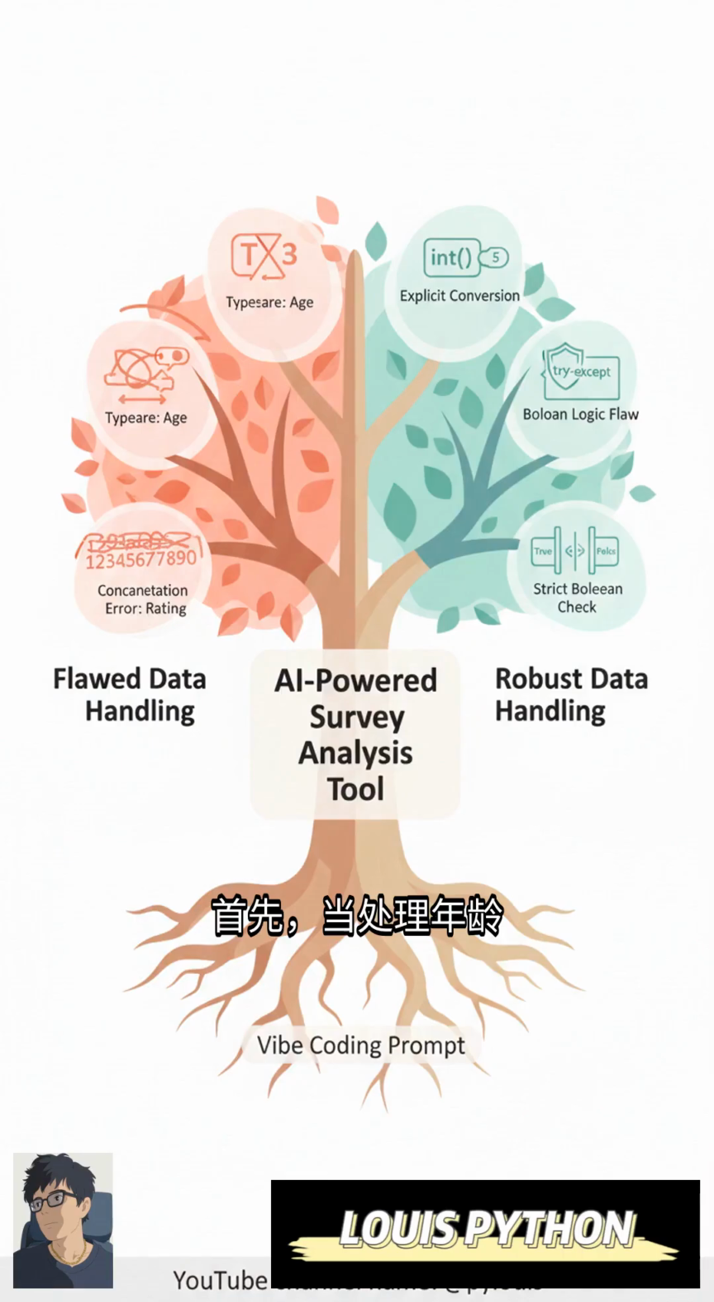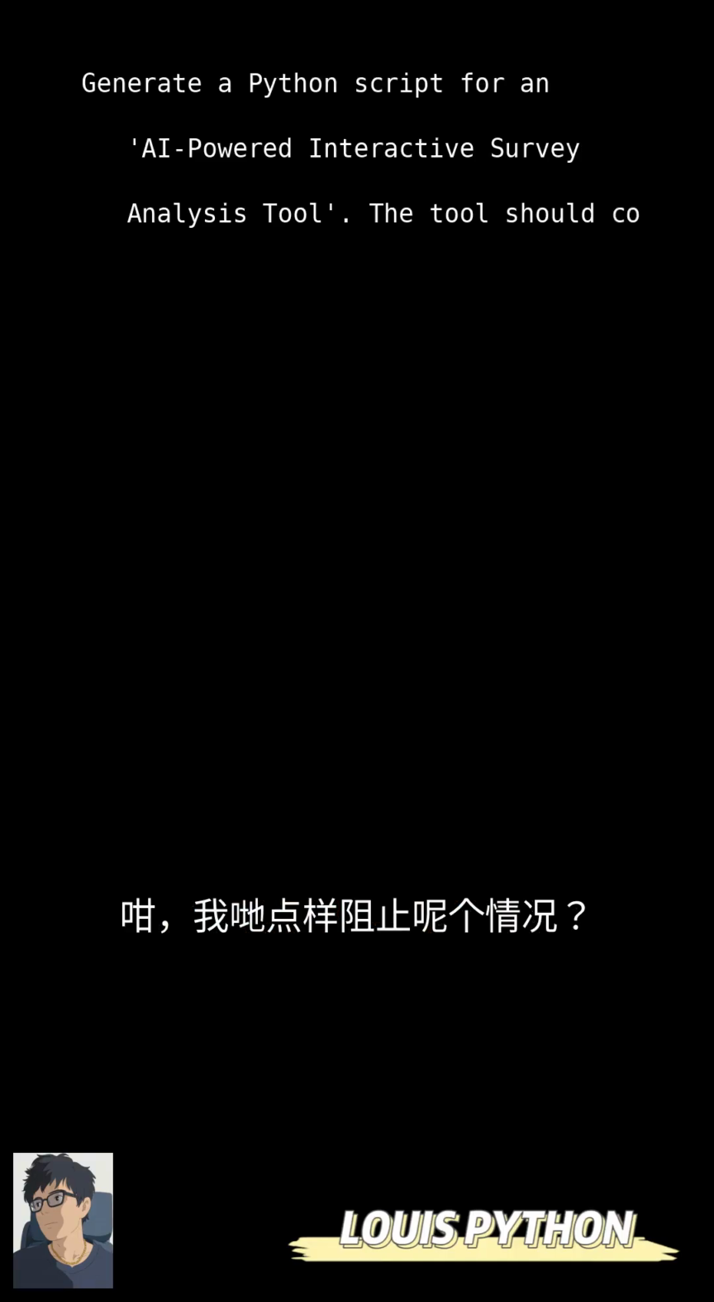First, when processing age, a `TypeError` is waiting to happen. Second, when aggregating product ratings, the data gets corrupted. And third, a feature preference check has a logic bomb making every input true. These aren't just bugs, they're system-breaking failures that make the AI's output worthless. So how do we prevent this?